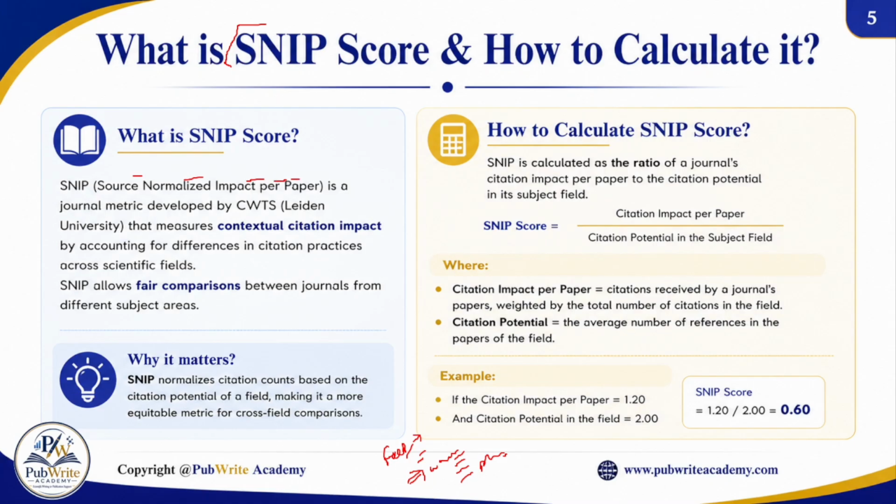If you are going to compare two different journals, like one journal from biological science and one from physics or chemistry, then you need to calculate the SNIP score for these journals to compare them. So that will come with the SNIP score. So these are the four important bibliometric metrics, we can say.